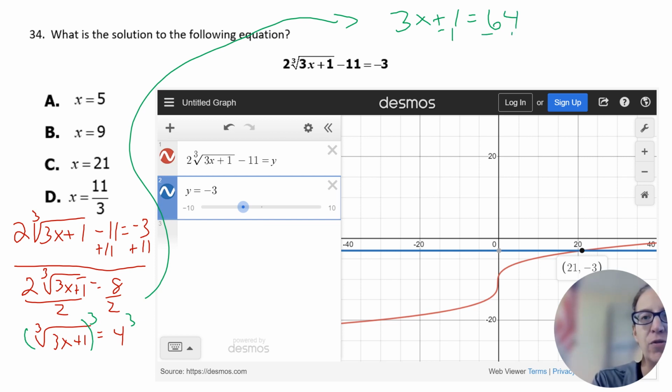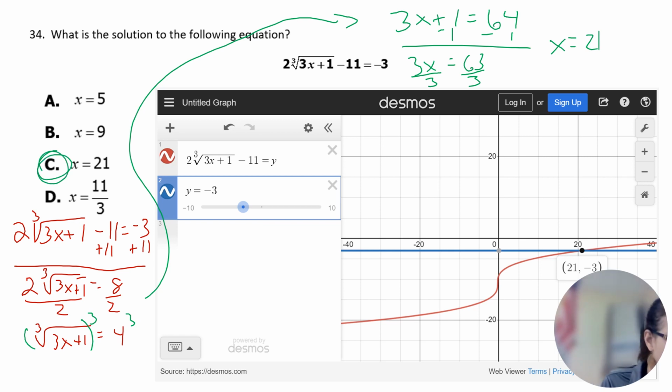Then I will subtract 1 from both sides and divide by 3, and x is equal to 21. And I'm pretty happy with that. It took me 1 minute, 30 seconds to do that. 1 minute, 30 seconds.